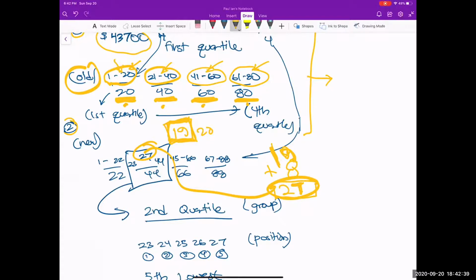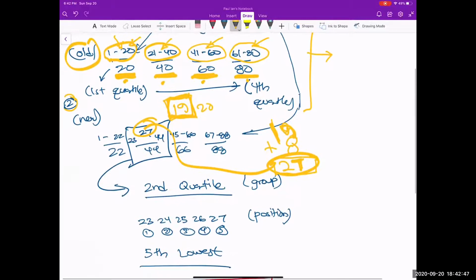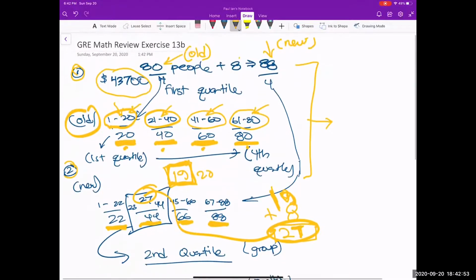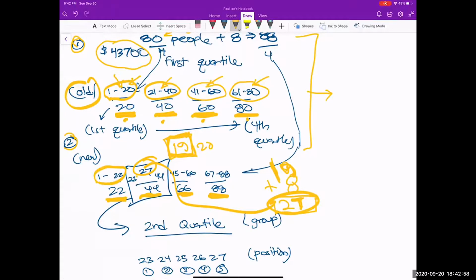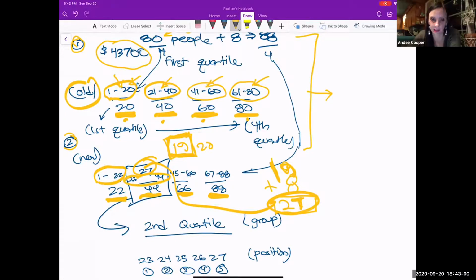Okay, so 27 here is his new position, but what is that relative to his quartile? Now you have to look at this new grouping. It's not 20 anymore, it's 22, right? Right, that part makes sense. So now you do the new grouping, 1 to 22, and instead of being in the first quartile, now he's in the second, right?